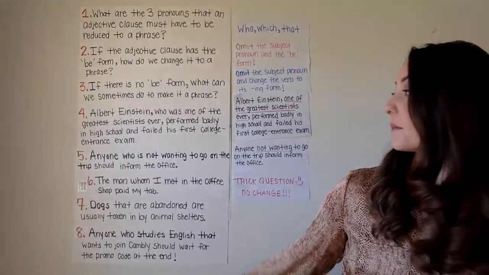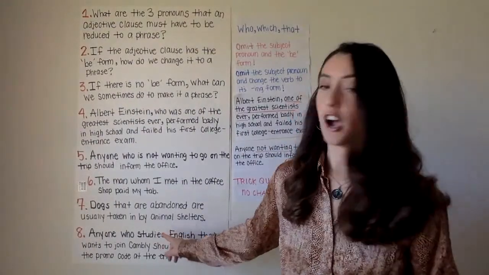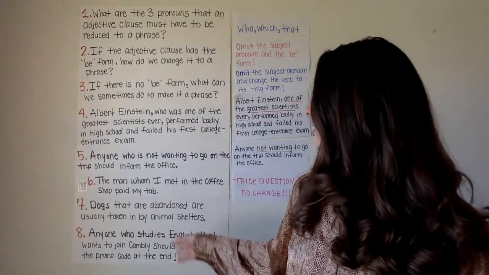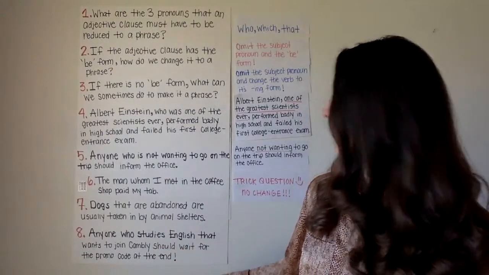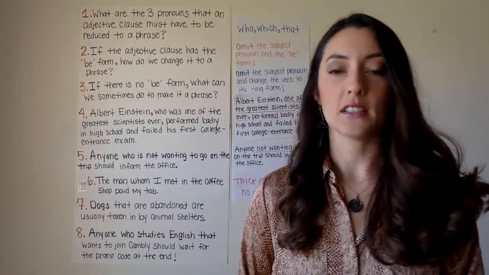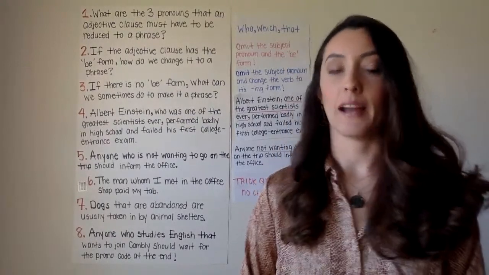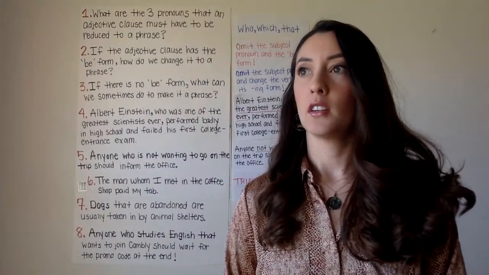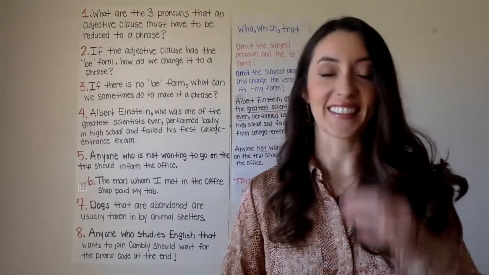2 more questions. Number 7, dogs that are abandoned are usually taken in by animal shelters. Dogs that are abandoned are usually taken in by animal shelters. Or sometimes, depending on the country.